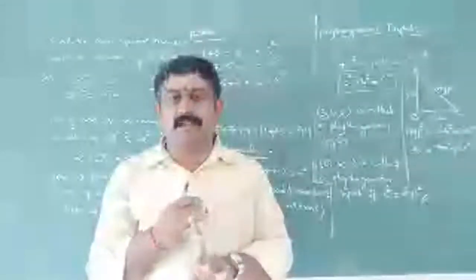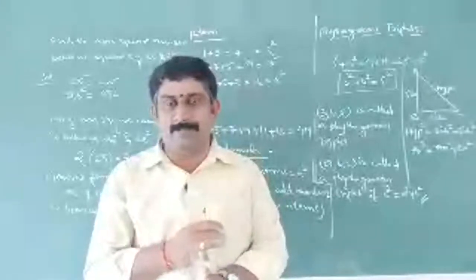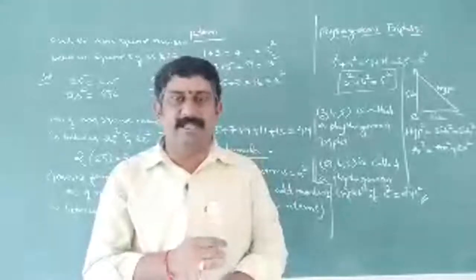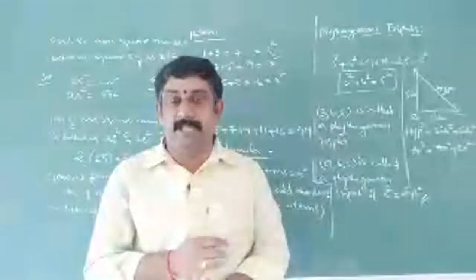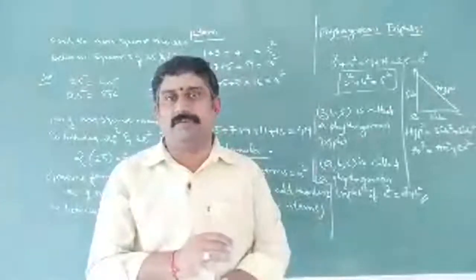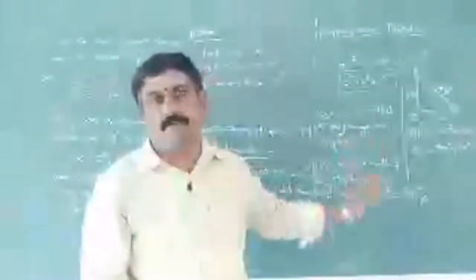Okay, in square numbers, the units place must be occupied by either 0, 1, 4, 5, 6 or 9. Any of these digits must be there. If we are getting 2, 3, 7 or 8, then it's simply not going to be a square number. Okay, and we discussed Pythagorean triplets.